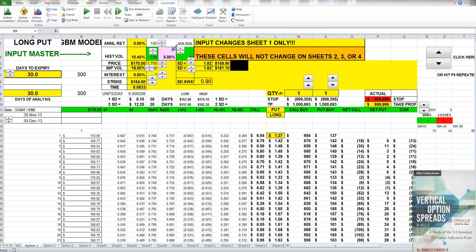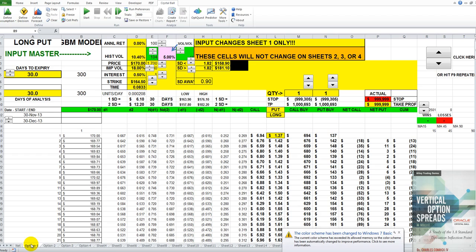We went over tab option 1, this sheet down here where the yellow cursor is, and I had mentioned to you, in addition to being the long put sheet, labeled at the very upper left of the screen, it's also your major input or central, input central for the annual return, the historical volatility, the asset price, the implied volatility which would apply to this option, your interest rate, the strike price of the long put, and the time would be computed for you.